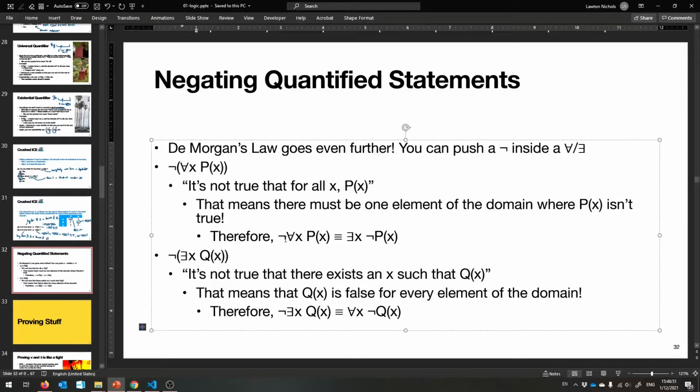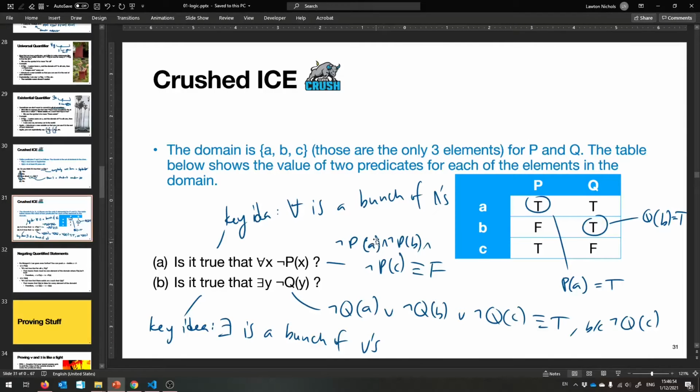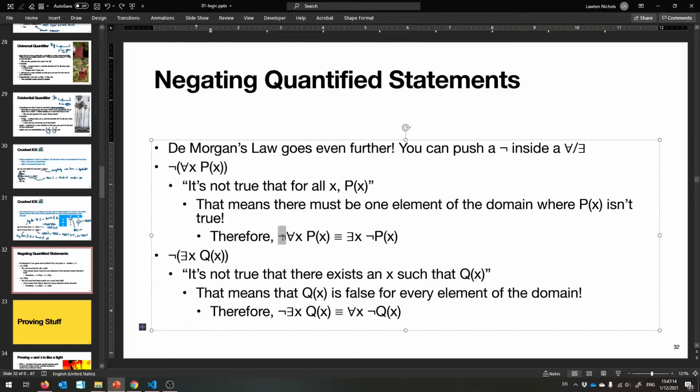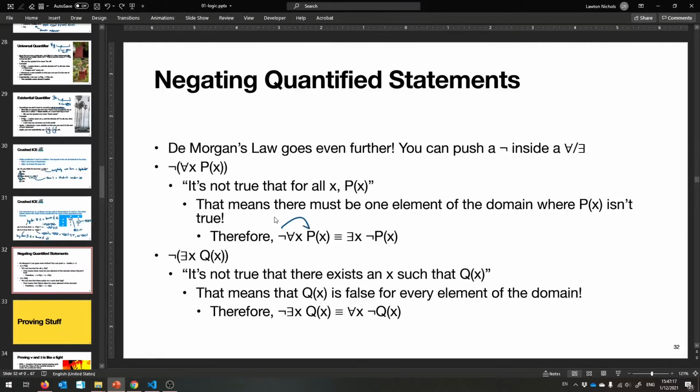Okay? That's the idea. So just like ands get flipped to ors, for alls get flipped to there exists. This is a really cool concept, and it's culminating in all that we've learned so far. So, if you negate a universally quantified statement, you just bring the negation inwards and flip the for all to there exists. So we now get there exists an x such that not p of x is true. That's the negation of it's not true that for all x, p of x is true.